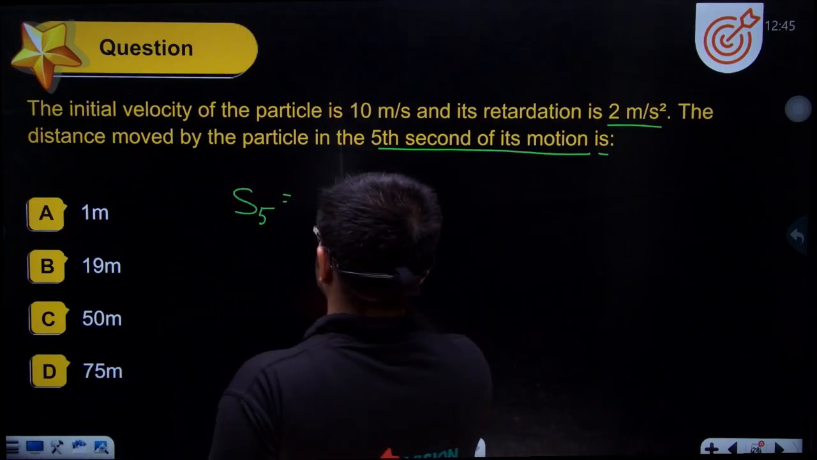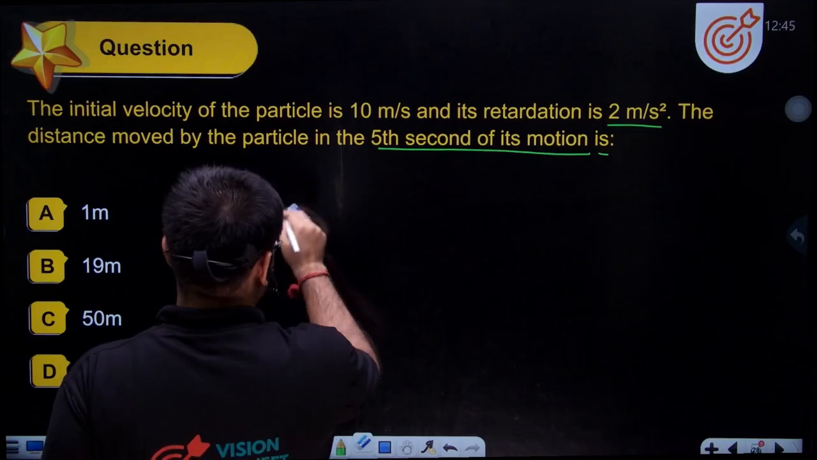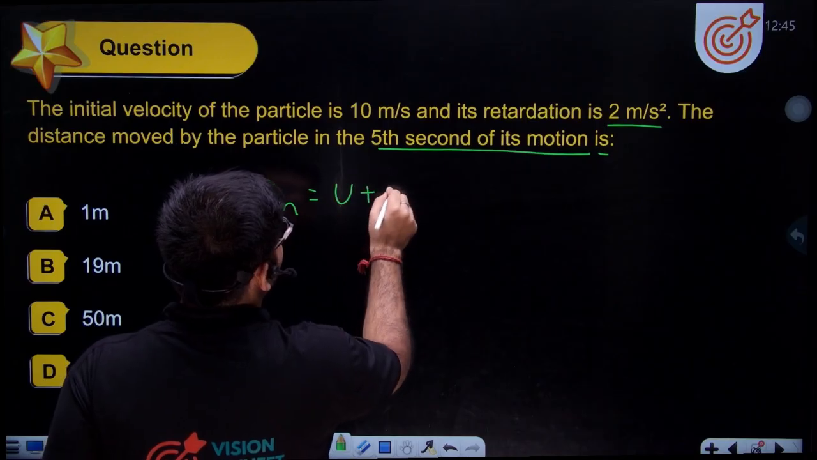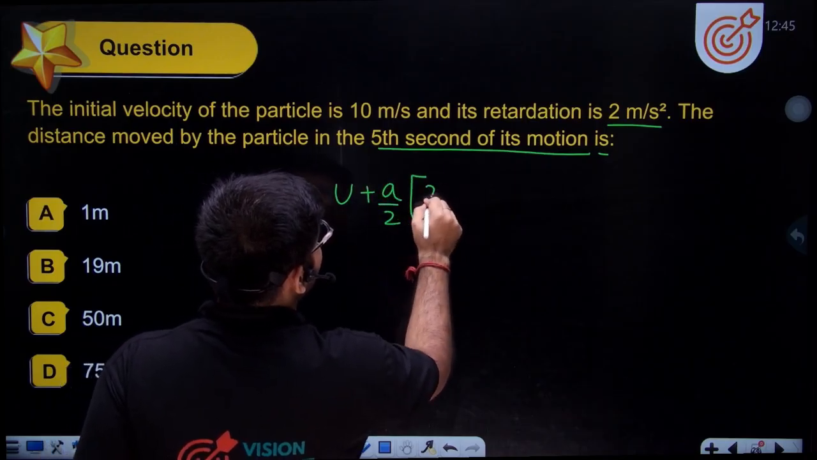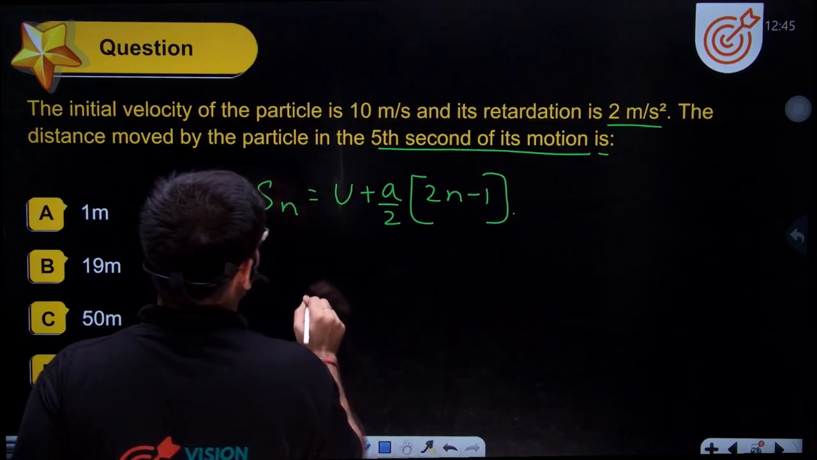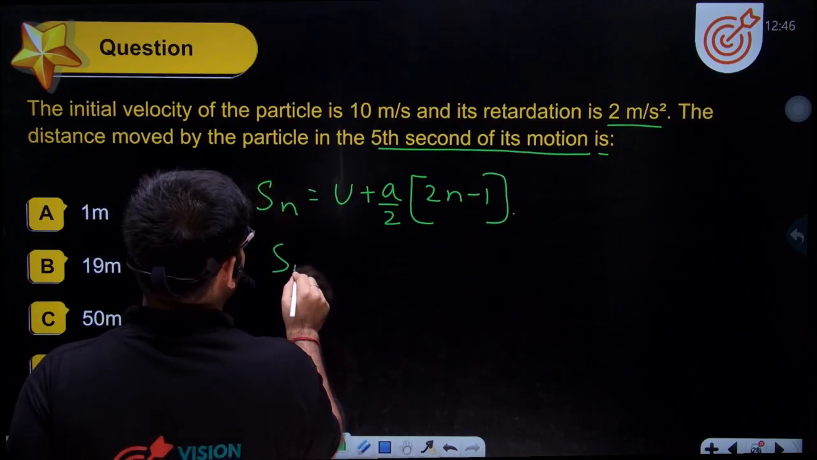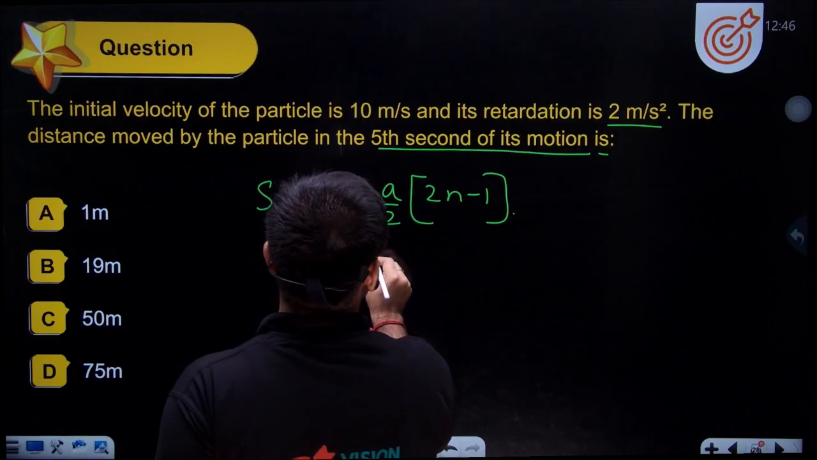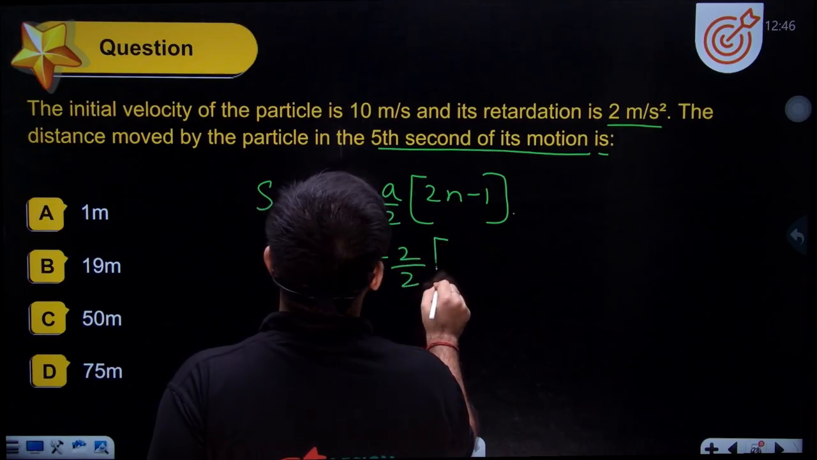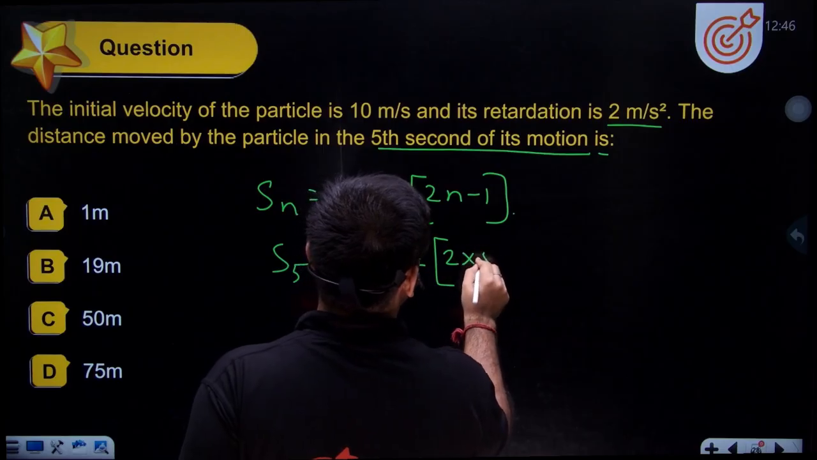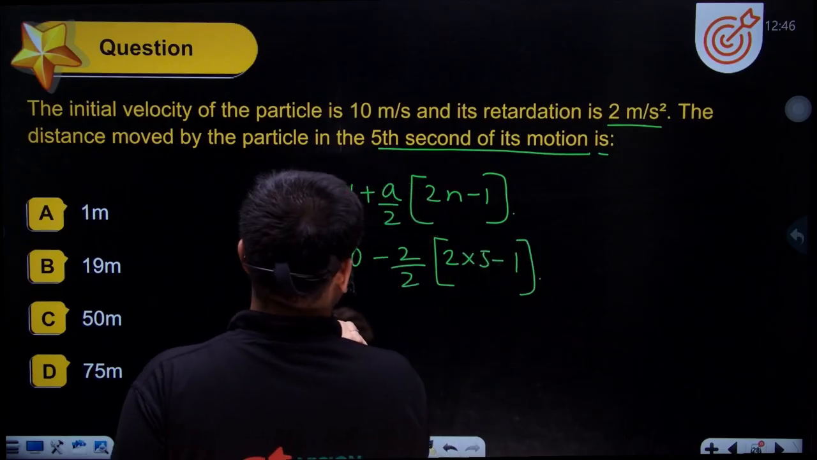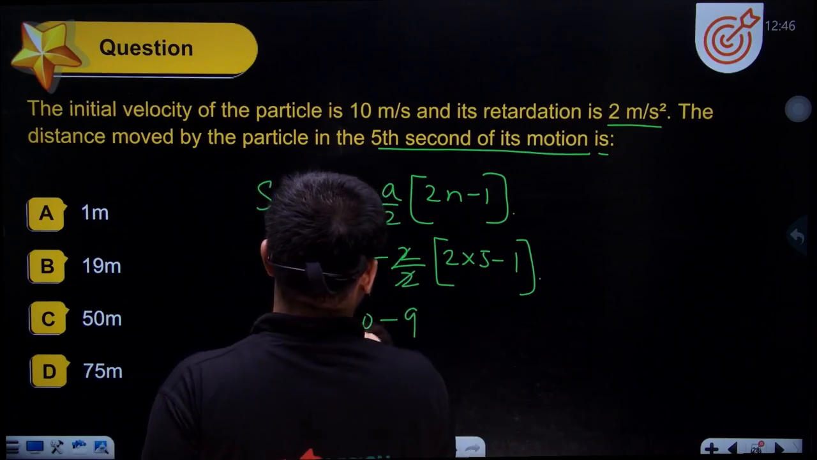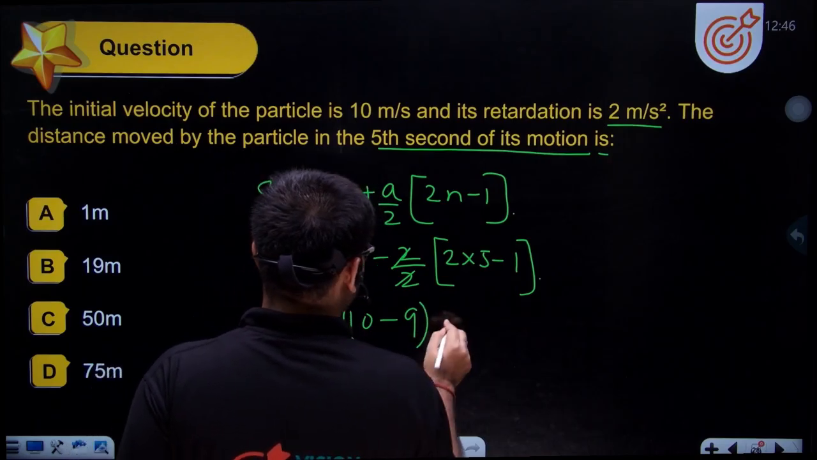Or let us basically look at this in this way. Sn is basically how much? U plus a by 2 into 2n minus 1. Okay, that will be better. So you see S5, 5th second, U is 10, it is retardation minus 2 by 2, in the 5th second, 2 into 5 minus 1. So you get it 10 minus 9. So that means 1 meter.